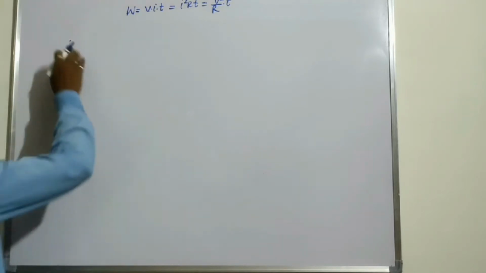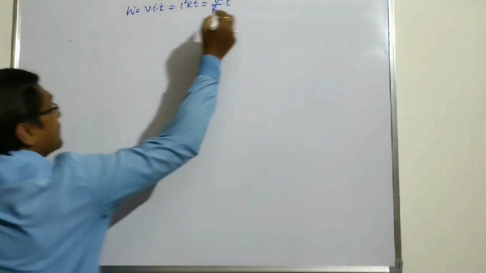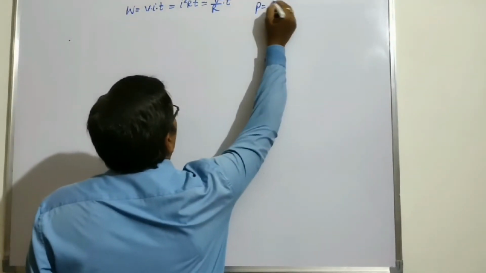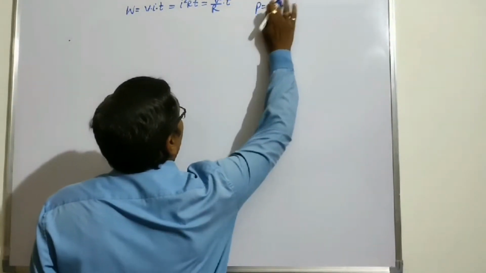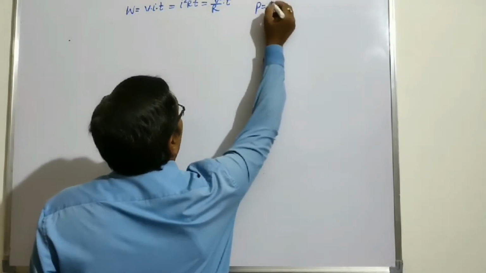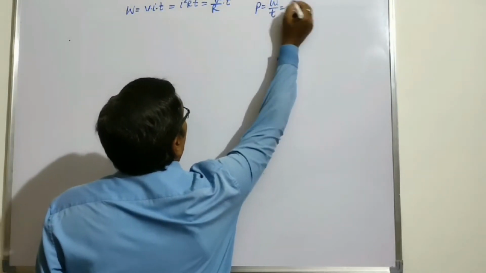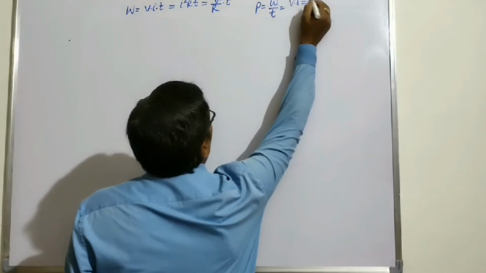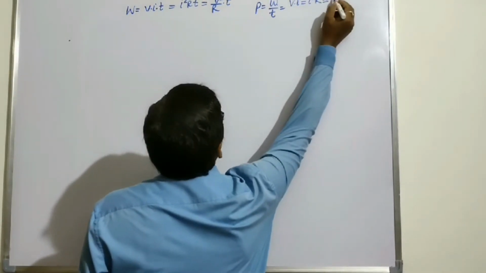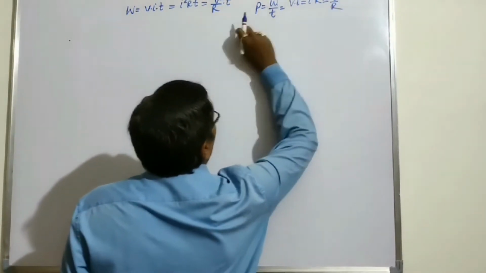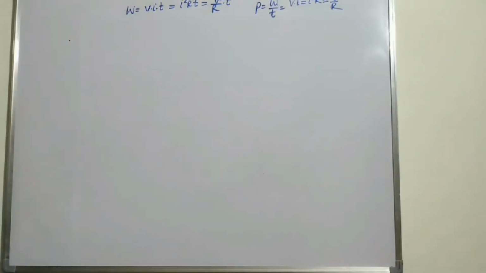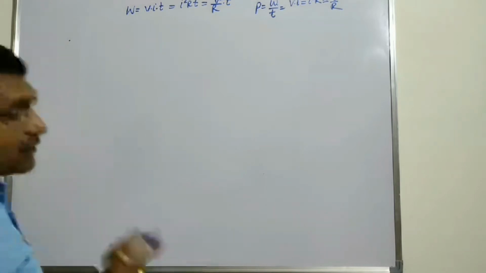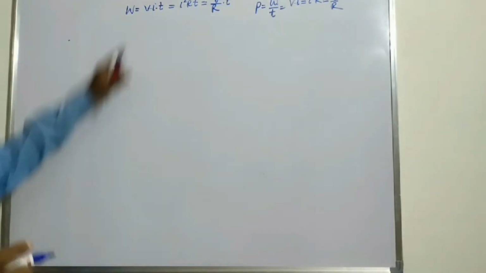And power: P equals VI, P equals W upon T. So equals VI, I squared R, equals V squared by R. This is the formula. In the previous class we had studied this. But now we are going to study the heating effect of current. This is the work done.